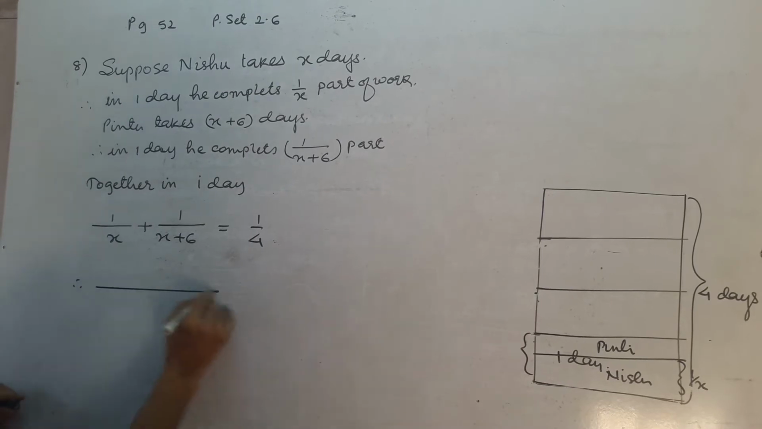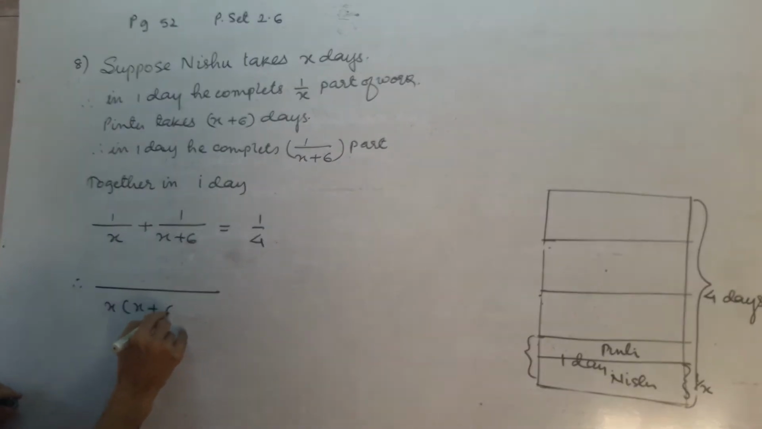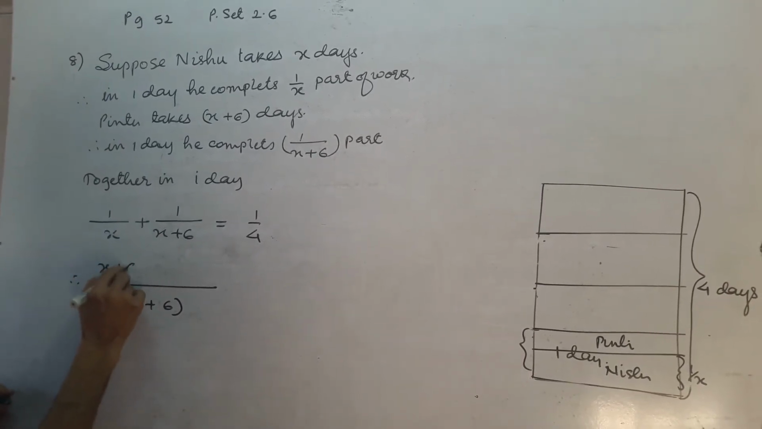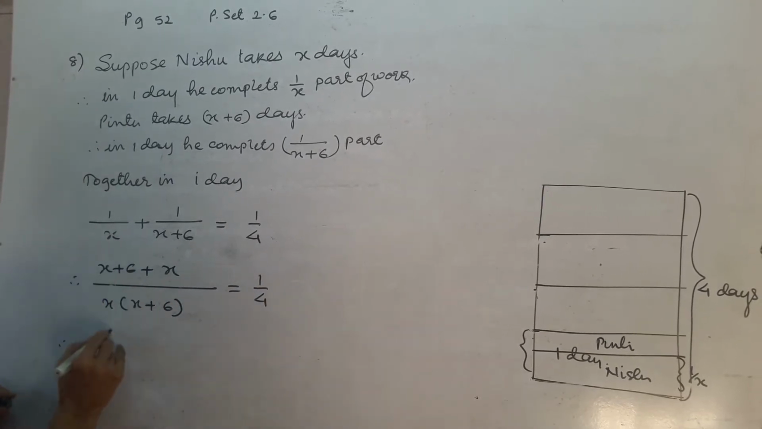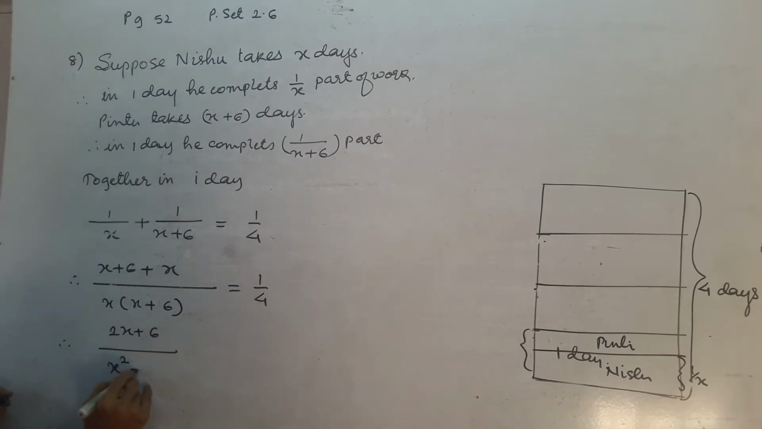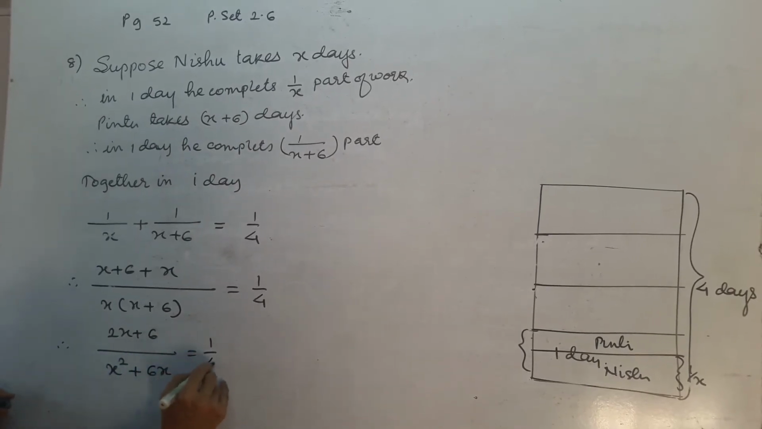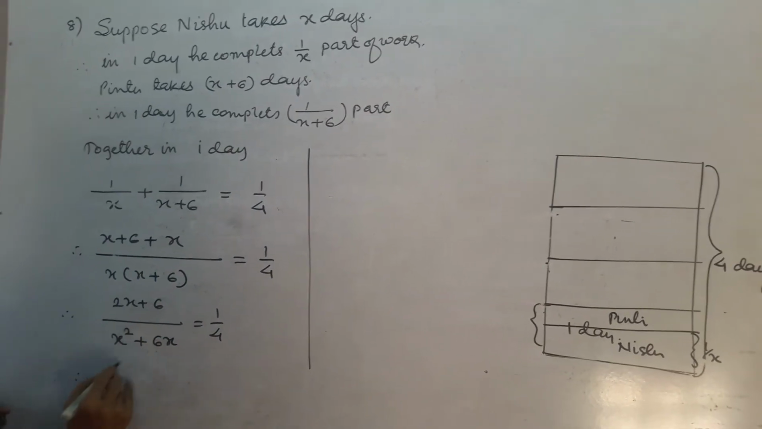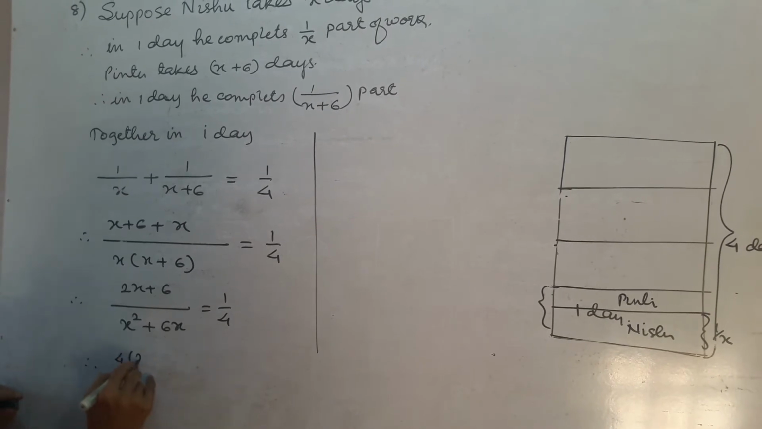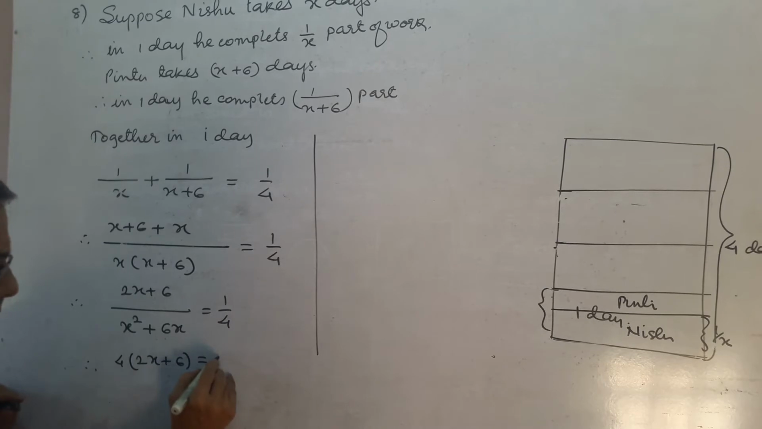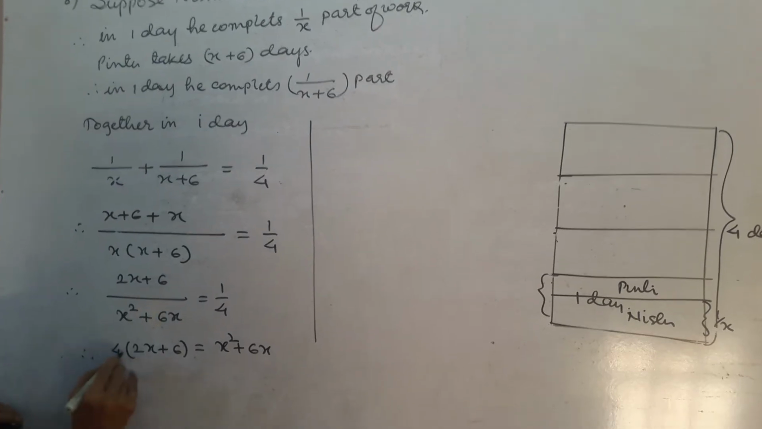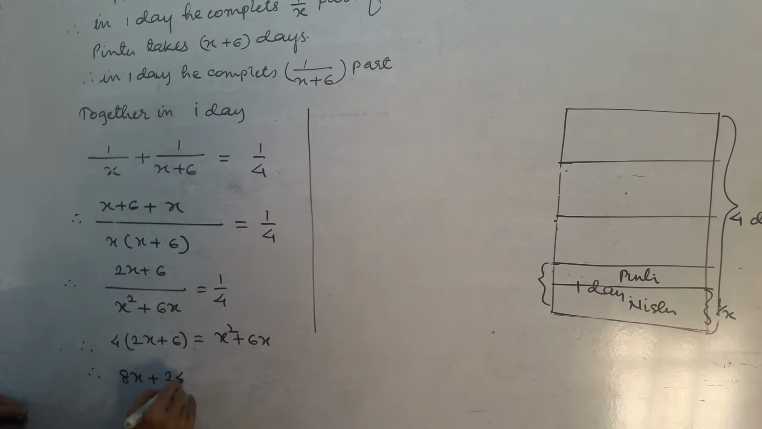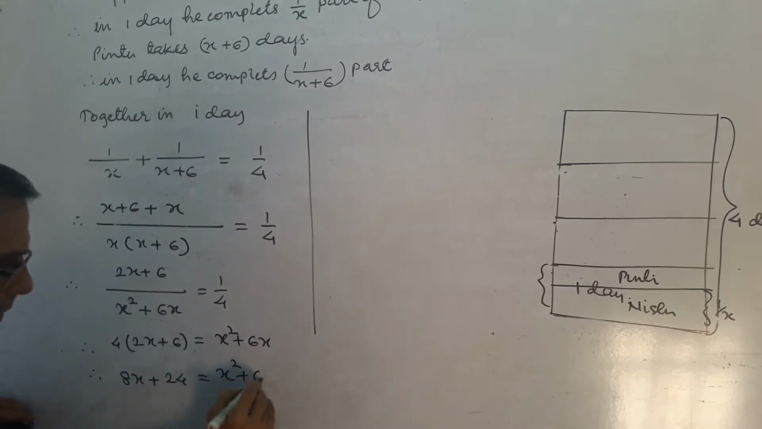Now once again take the LCM, which is the product of the denominators, and therefore multiply 1 by X plus 6 and 1 by X, that is equal to 1 upon 4. So X plus X is 2X plus 6 upon, now simplify the bracket, X square plus 6X, is equal to 1 upon 4. Therefore take cross multiplication. So 4 in bracket 2X plus 6 is equal to 1 in bracket X square plus 6X, since 1 into any number is the same number. Therefore 8X plus 24 is equal to X square plus 6X.